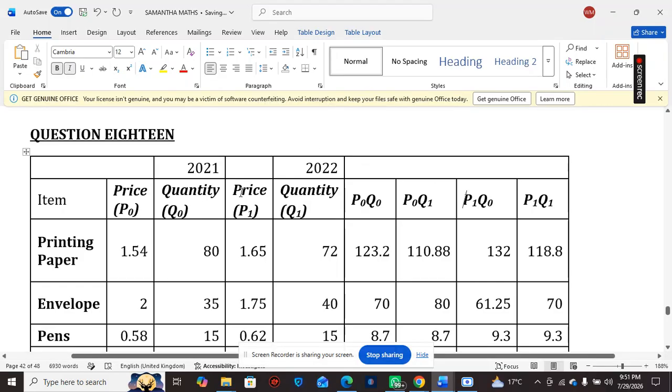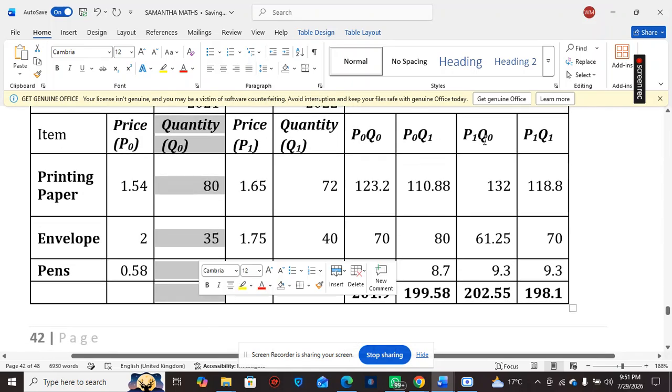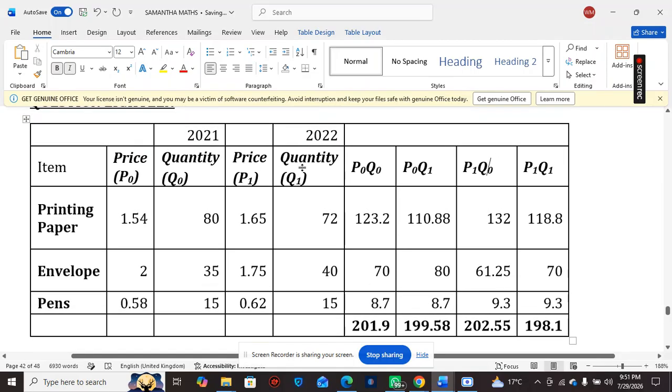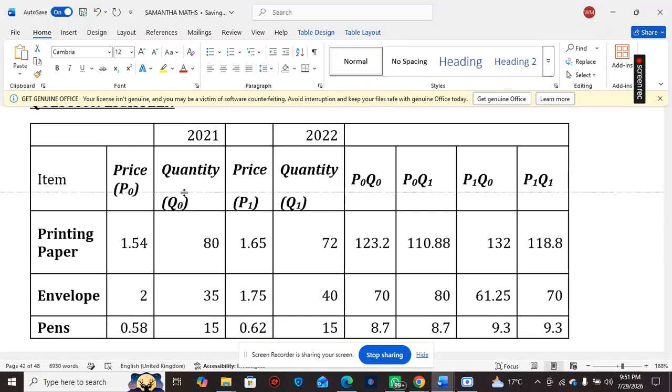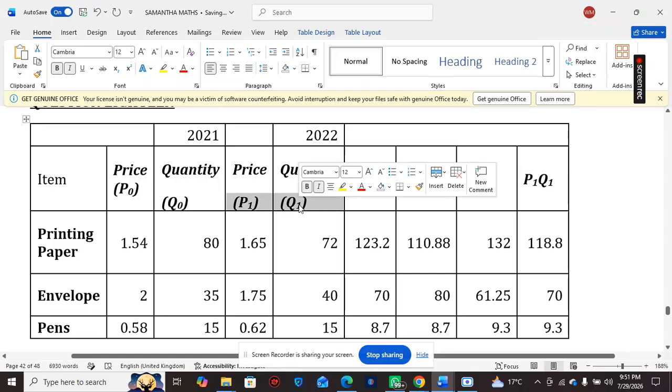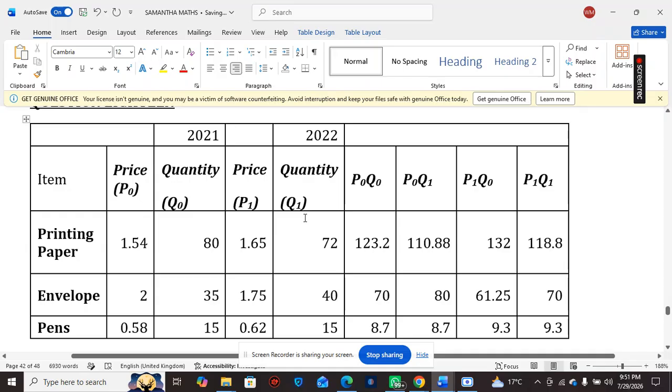Okay. You're using 2022's prices to multiply with 2021's quantities. This is P1 Q0, right? You're multiplying 2022's prices with 2021's quantities. And then this P1 Q1, you're multiplying 2022's prices with 2022's quantities. So colleagues, I hope we see the trick here. Each price you're going to multiply with the quantities for both years.